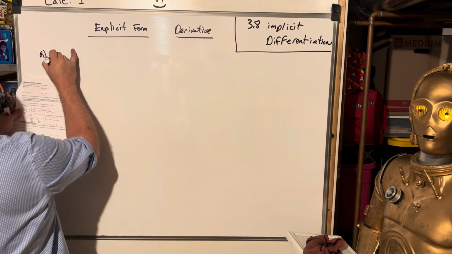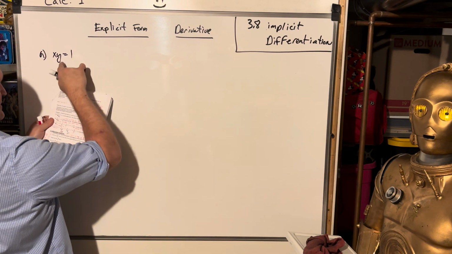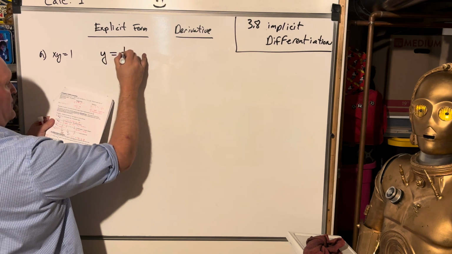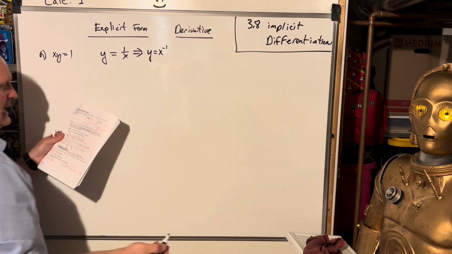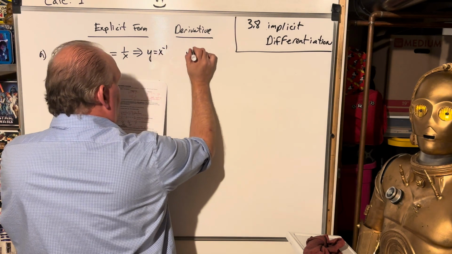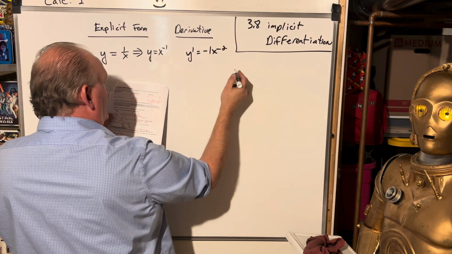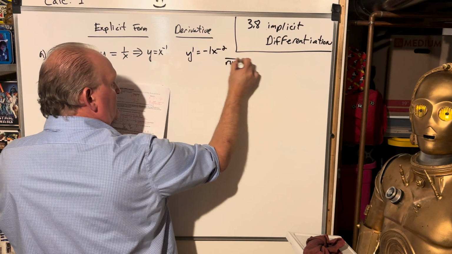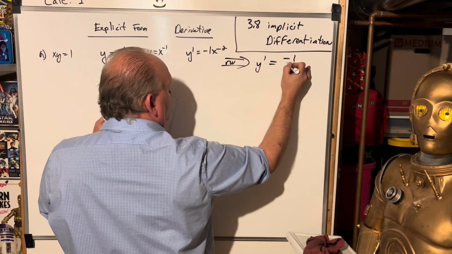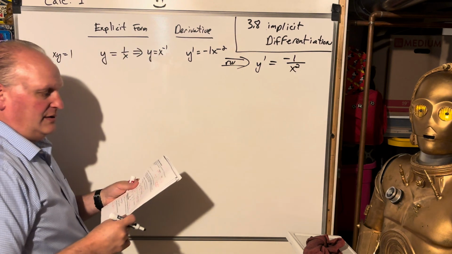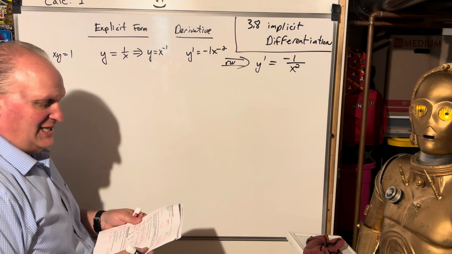So for A, they have xy equals 1. Explicit form would mean I just solve that for y. So y is equal to 1 over x, which I would write as y equals x to the negative 1 power. And then when I took the derivative, it would just be negative 1x to the negative 2, and I would rewrite that as y prime equals negative 1 over x squared. All right, so that was explicit differentiation.